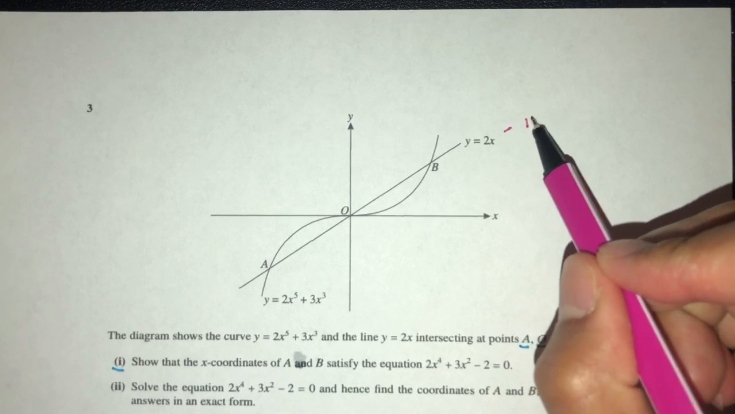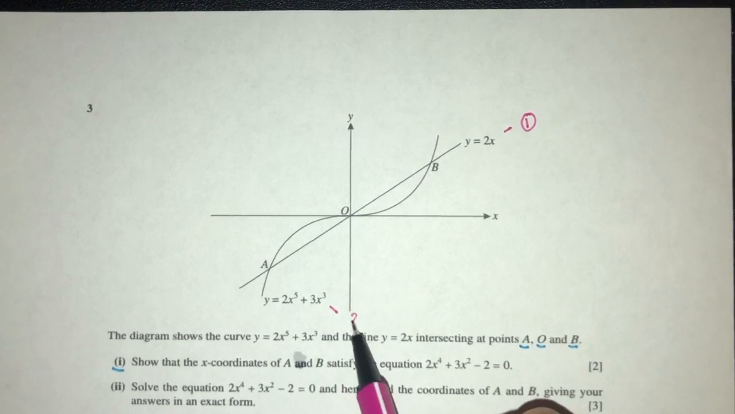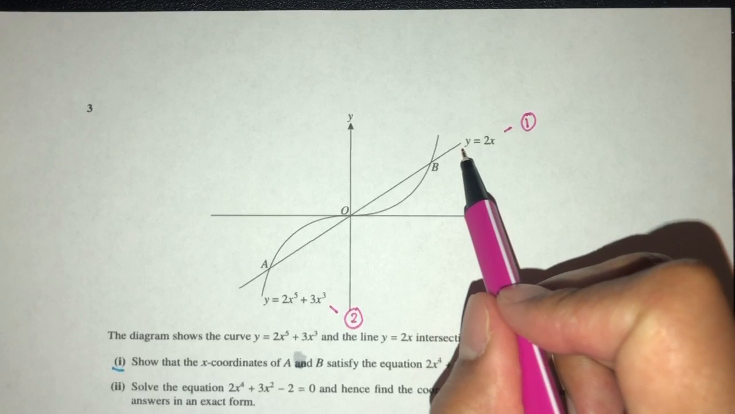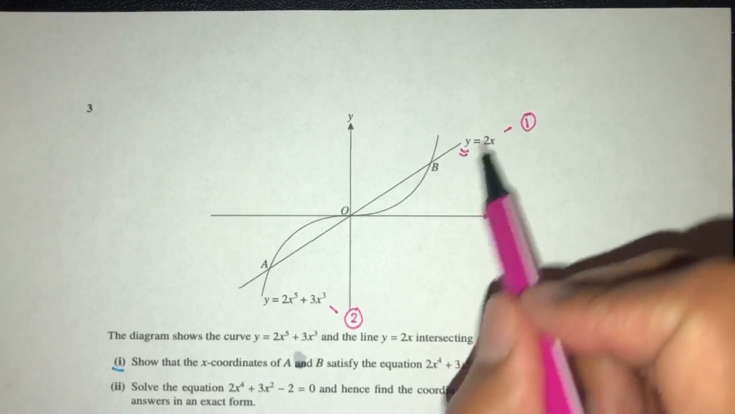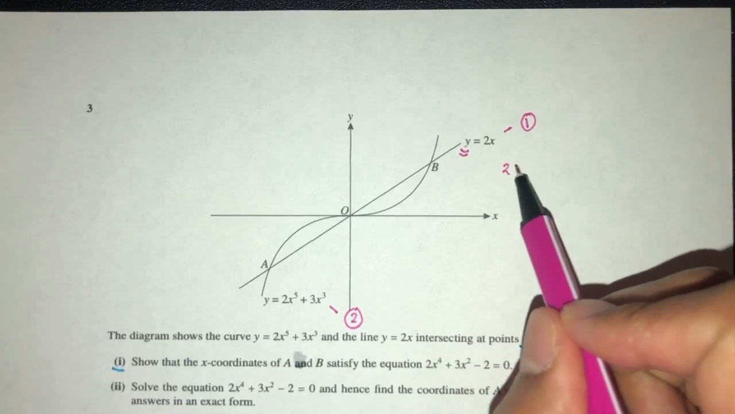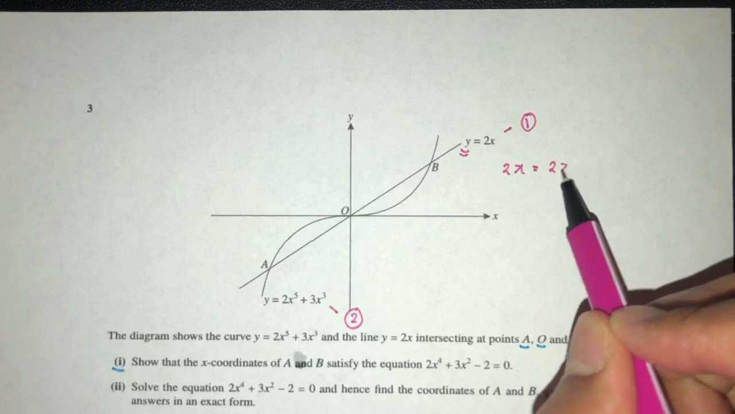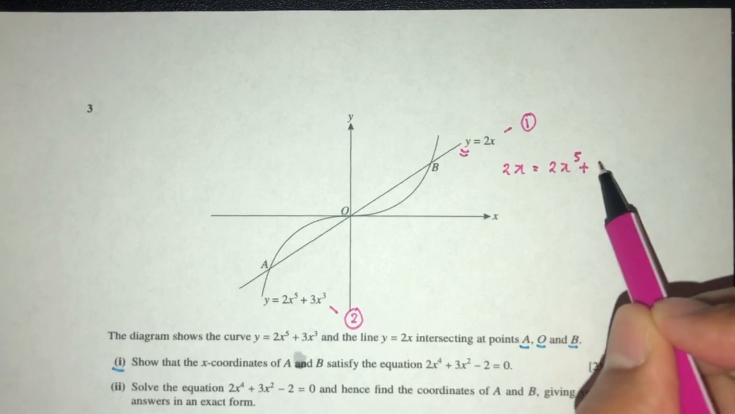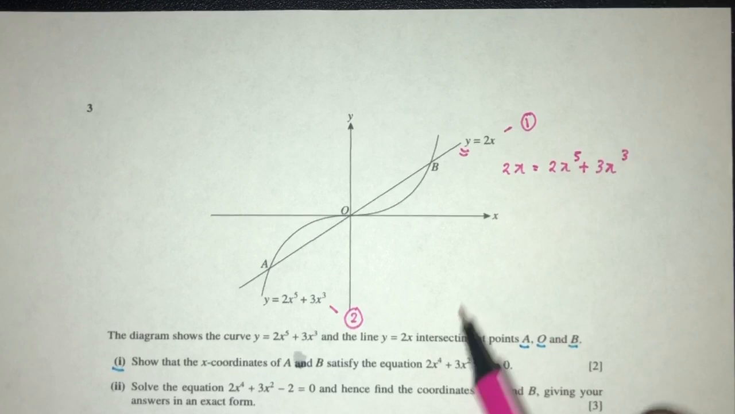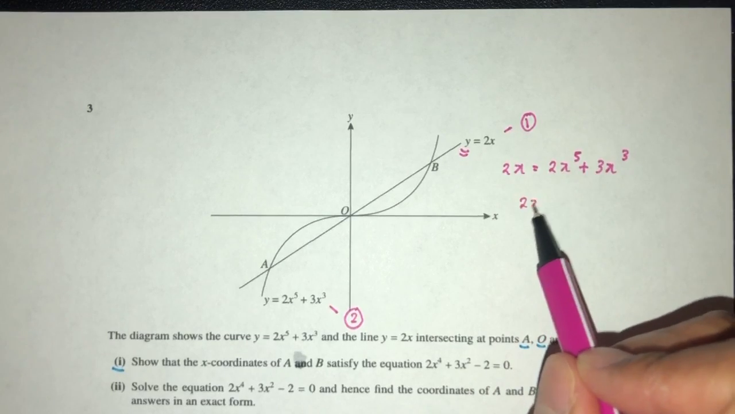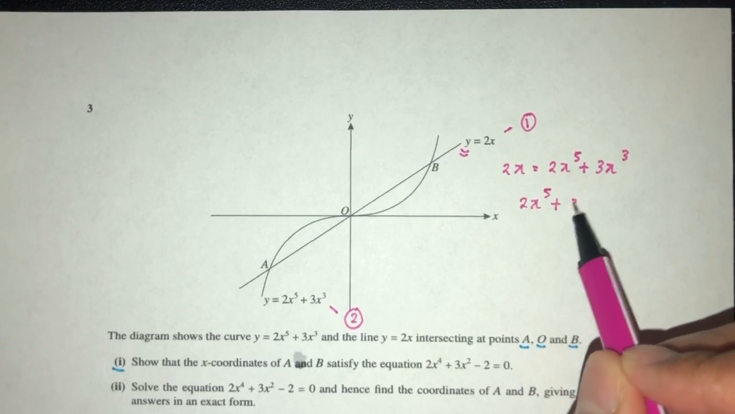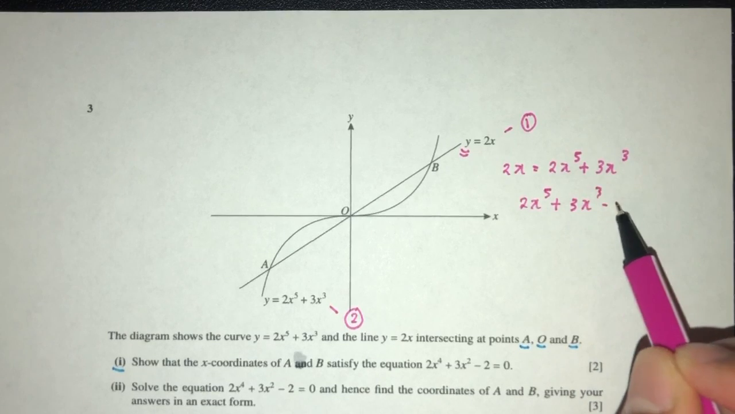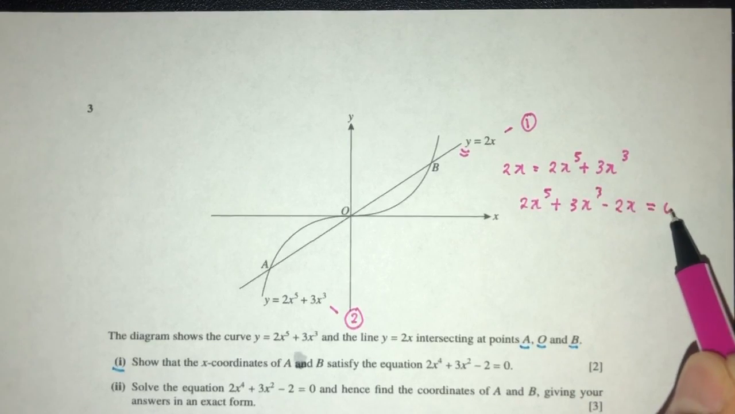This is my equation number 1. Equation number 2. So here we have y as subject already. We can replace in this one. So on one side you will have 2x, and that will be 2x power 5 plus 3x cubed. Send everything to one side, you will have 2x power 5 plus 3x cubed minus 2x equal to 0.